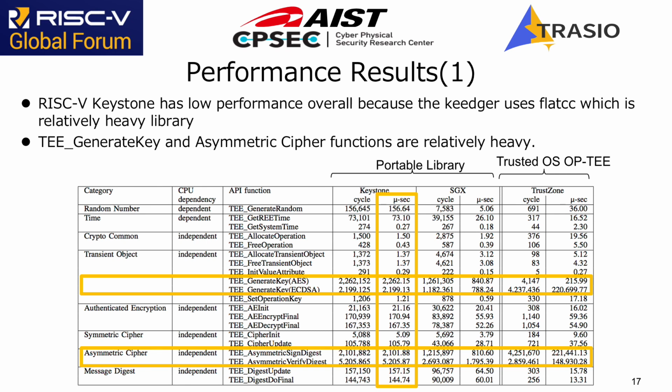This slide shows a table of performance results for each GPAPI except for secure storage APIs. The numbers are in units of clocks on the left and microseconds on the right. It is because the timestamp on each machine is different. Currently, RISC-V Keystone has low performance overall because the Keystone Edger uses libflatcc. The library flatcc is relatively heavy. Also, the table shows the TEE generate key function and asymmetric cipher functions are heavy.